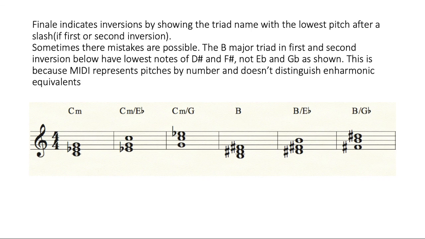Finale indicates inversions by showing the triad name with the lowest pitch after a slash, if it's in first or second inversion. Sometimes mistakes are possible. The B major triad in first and second inversion below are showing the notes of E flat and G flat. But as we know and as we can see, they actually have the pitches D sharp and F sharp. This happens because MIDI represents pitches by number and doesn't distinguish between enharmonic equivalents.